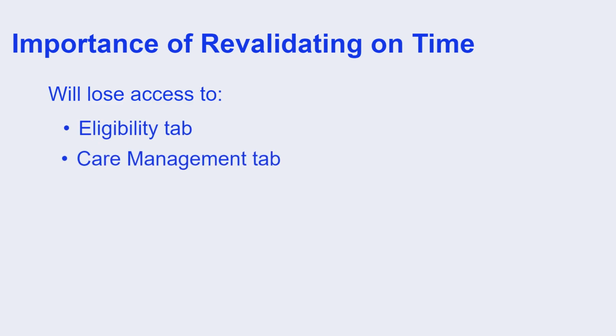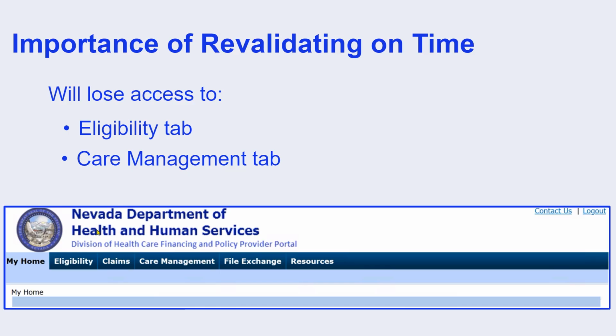If you do not revalidate in a timely manner, there are key areas where you will lose access. You will lose both the Eligibility tab and the Care Management tab. Both are found in the navigation bar at the top of the Provider Web Portal, PWP. The Eligibility tab has a sub-tab, Eligibility Verification, and it is used to see if a recipient is eligible to receive service under Nevada Medicaid. The Care Management tab is used to create authorizations, view authorization status, maintain favorite providers and authorization criteria.